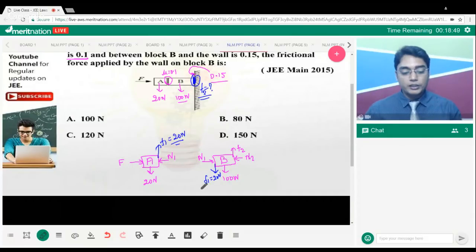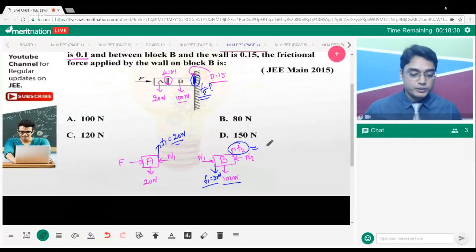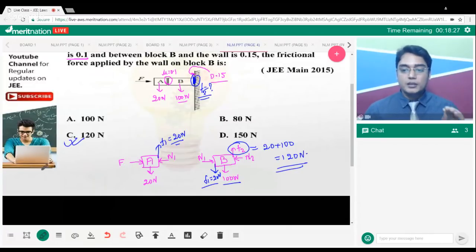Now quickly tell me, if 100 Newton and 20 Newton are acting downward, what will be the value of F2 so that it can balance block B? Definitely the value of F2 must be 20 plus 100, that is 120. So the right option is C. So this is method number 1.